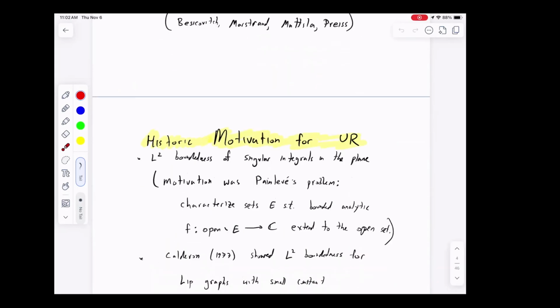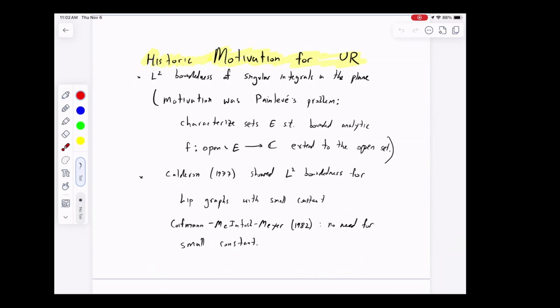I'm going to talk about uniform rectifiability mostly, and that has some history, which has to do with L2 boundedness of singular integrals in the plane. The motivation was what was called Painlevé's problem. In 1977, Carleson showed that some singular integral has an L2 bound if the space on which it's defined is a graph of a Lipschitz function where the Lipschitz constant is small. Then a few years later, Coifman, McIntosh, and Meyer said, well, we don't really need a small constant.